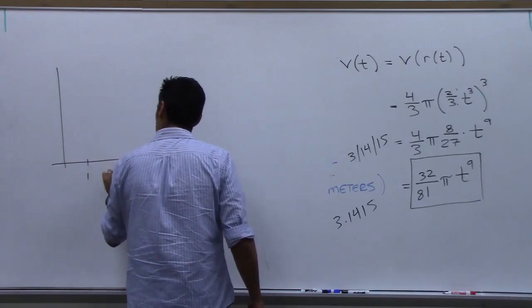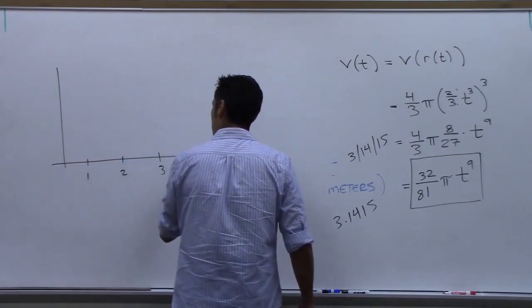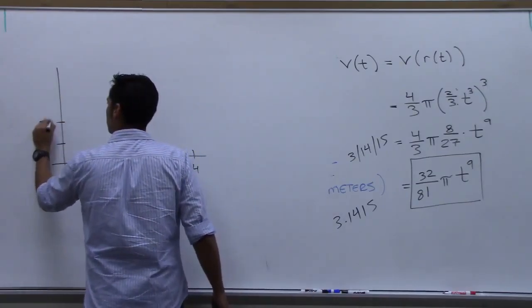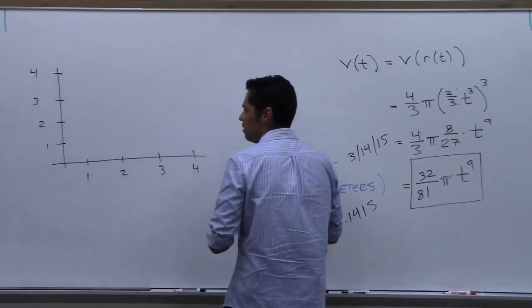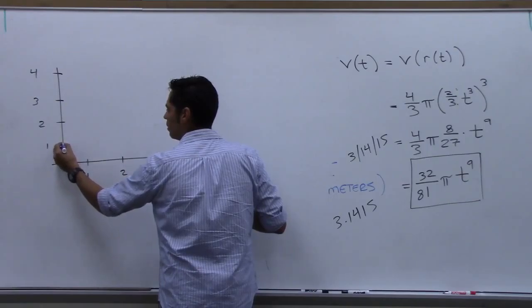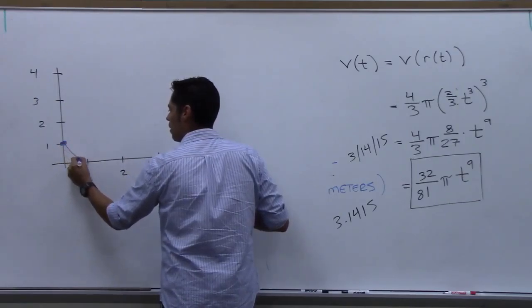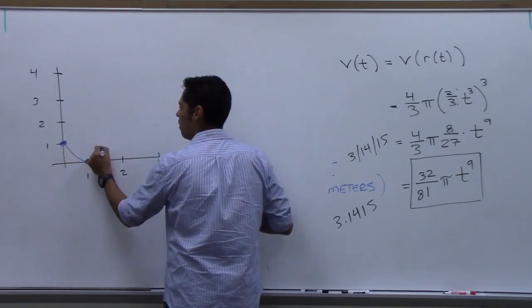Let's say we have 1, 2, 3, 4. 1, 2, 3, 4. And I'm going to have to draw, let's see.